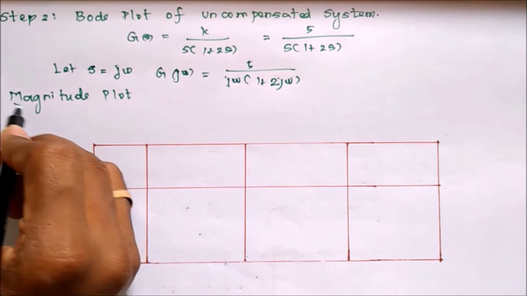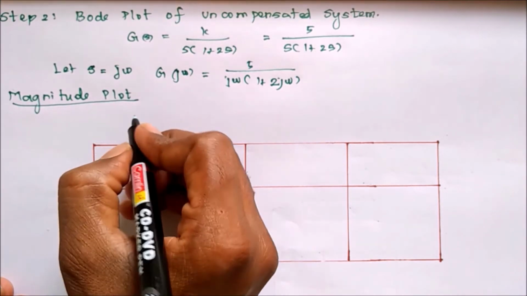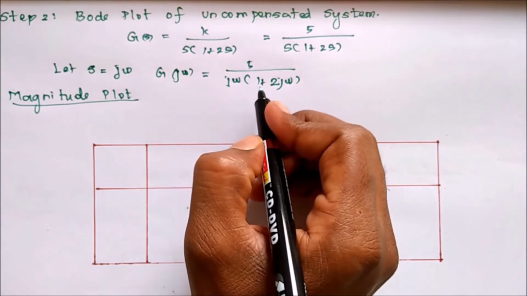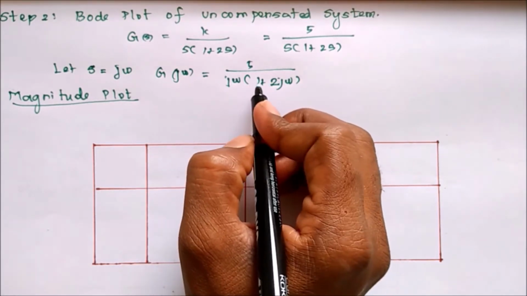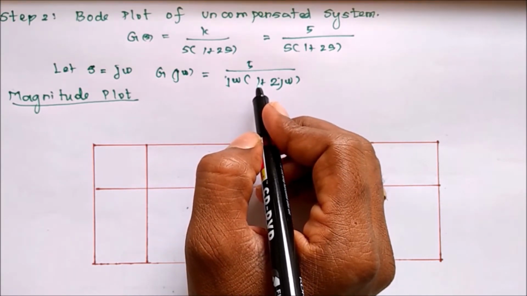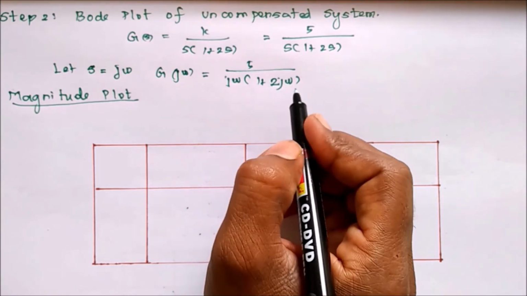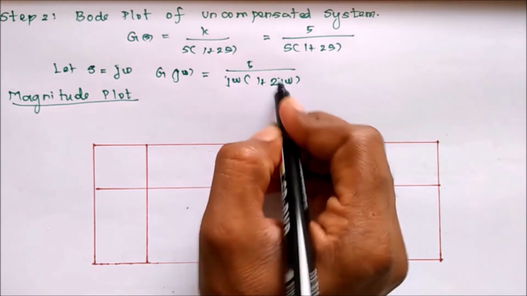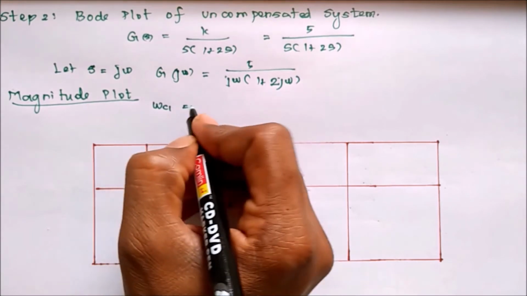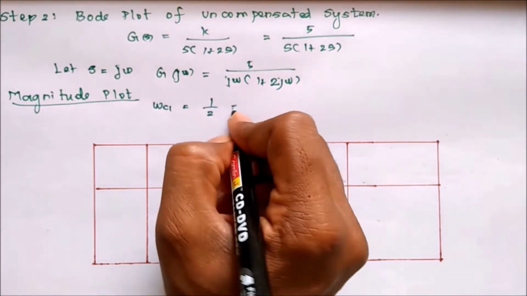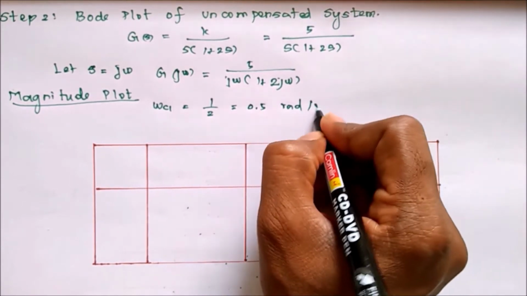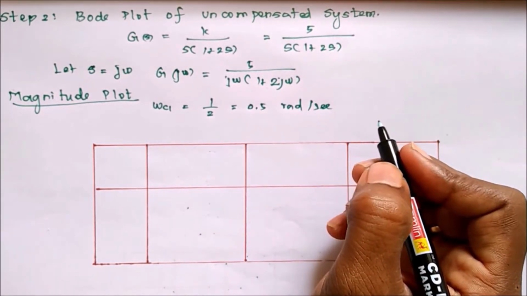First we consider the magnitude plot. For drawing the magnitude plot, we have to find the corner frequency. We see only one term having 1 plus j omega, where the coefficient of j omega is 2. This is the only corner frequency. Omega c1 equal to 1 by 2 equal to 0.5 radian per second.